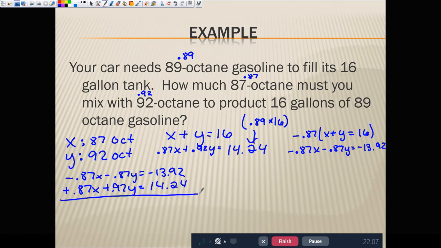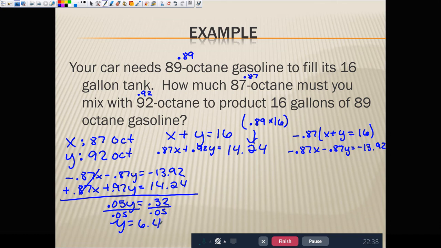Alright, so negative 0.87x plus 0.87x, those will eliminate. Negative 0.87y plus 0.92y will give me 0.05y. And negative 13.92 plus 14.24 will give me 0.32. Then I'm going to divide by 0.05. So my y is going to equal 6.4.